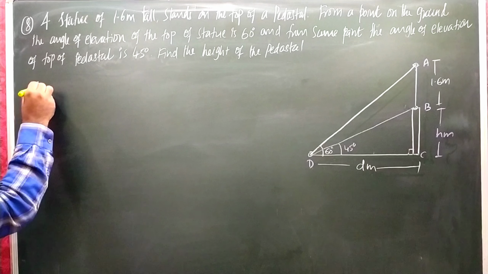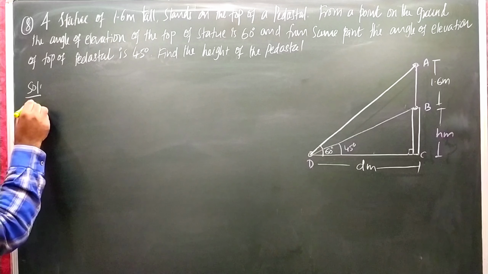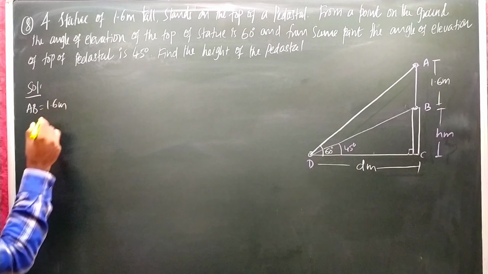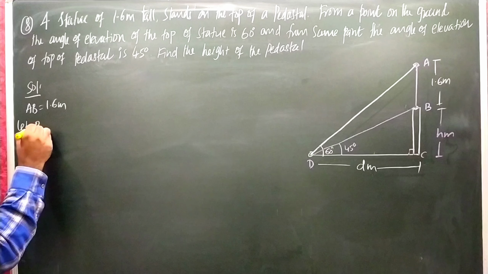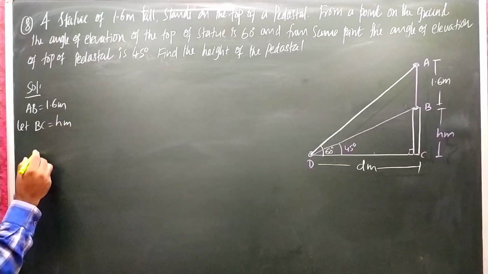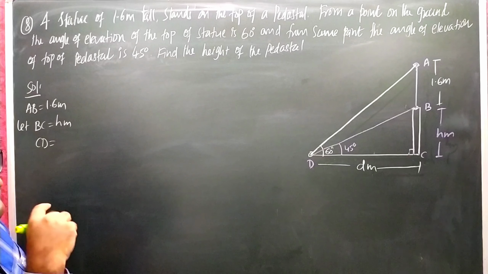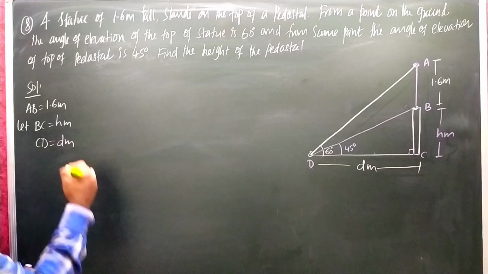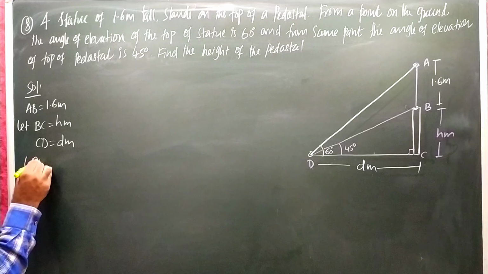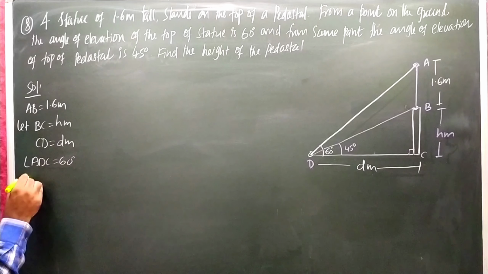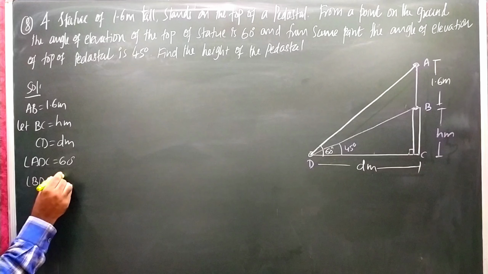So solution, it is also like question number 7. The length of AB is given, that is equal to 1.6 meters. So let the length of BC be equal to h meters. The length of CD, the distance between observer and pedestal, is equal to D meters. Angle ADC is equal to 60 degrees. Angle BDC is equal to 45 degrees.